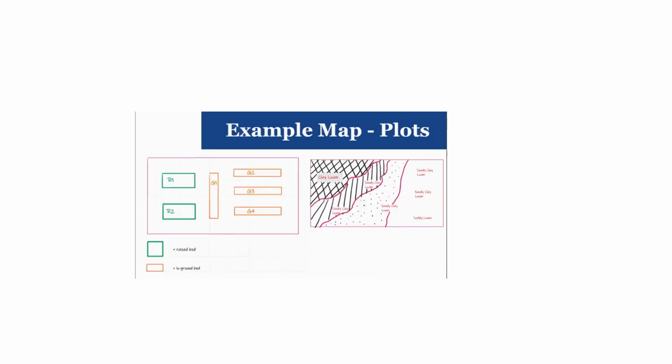So for example, if we're looking at the chart or the diagram to the left, you might decide, okay, because there's so much clay soil here and there's a lot of shade, I might not really want to put something directly into the soil. So I'm going to put raised beds there.